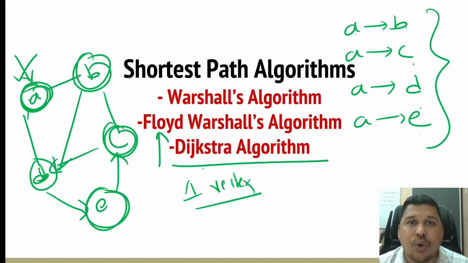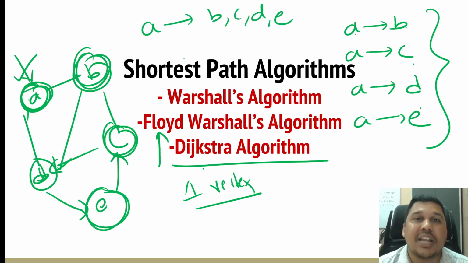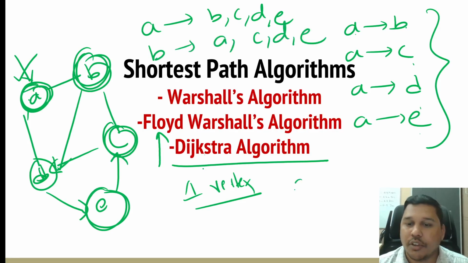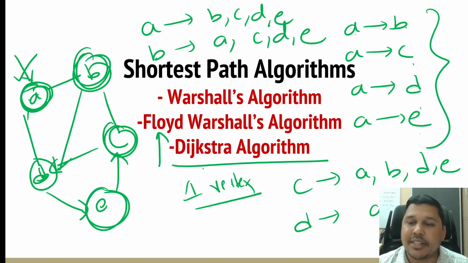In a single go, Dijkstra gives only for one vertex: the shortest path from A to all others. Floyd-Warshall will give you the shortest path from A to all others, and from B to the remaining four. It means from A to B, C, D, E, it tells the shortest path. From B, it tells to A, C, D, E. From C, it tells for A, B, D, E. From D, A, B, C, E. Like this, for every node, it will give the shortest path in a single go. That is our Floyd-Warshall algorithm.